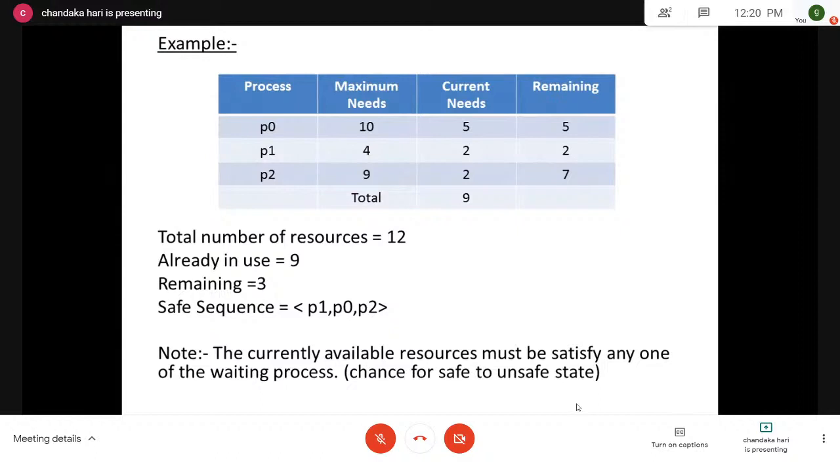But the current holdings of each process: process P0 holds 5 tape drives, process P1 holds 2 tape drives, process P2 holds another 2 tape drives. So the total number of resources consumed is 9. Available is 12. 12 minus 9, there are only 3 resources remaining. Now process P0 is holding 5 tape drives and requires another 5 tape drives, that is a need. This is going to be called remaining.